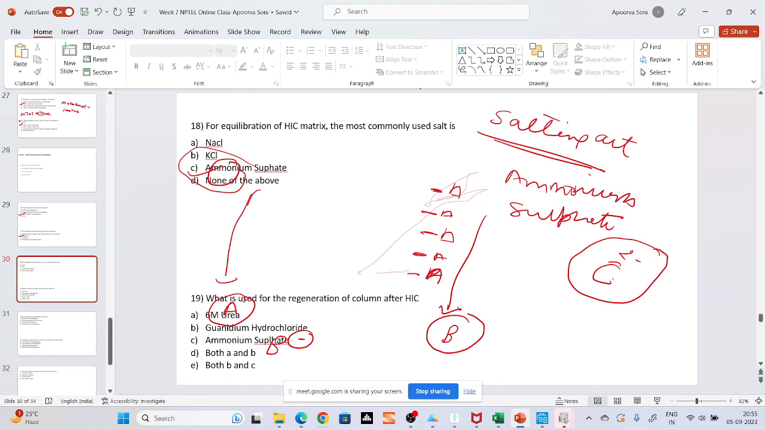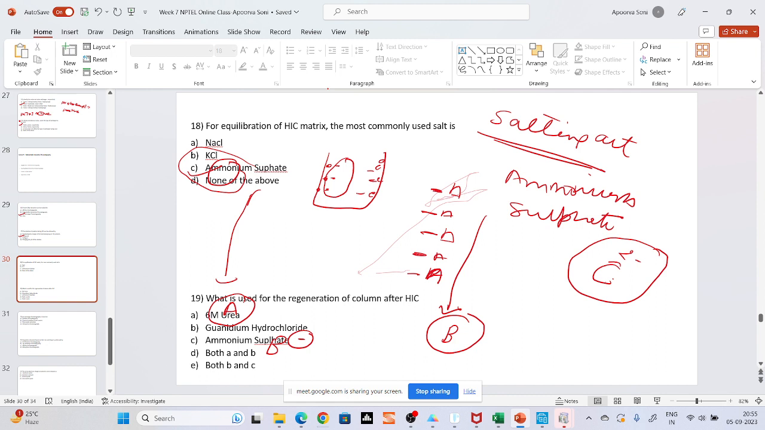So that means this is your column, okay, and this is the matrix, fine, and your hydrophobic molecules have bound to it. Now for eluting these and for the regeneration of the column, so that the column can be used again, this thing also you should remember: it is not that you use the column only once and discard it. No, you can use the column many number of times.